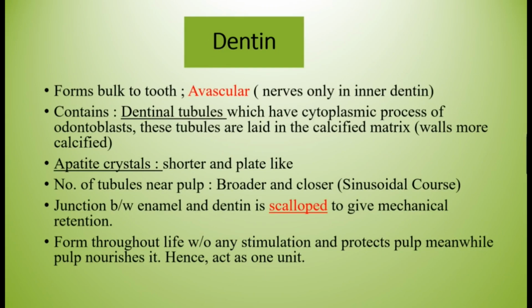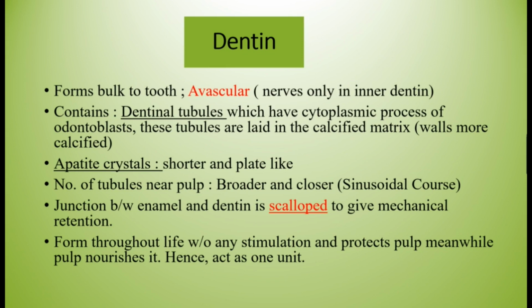Moving on to dentine, which forms the bulk of the tooth. It consists of dentinal tubules, which contain the cytoplasmic processes of the odontoblast. Tubules are laid in calcified matrix. So, the walls of the tubules are more calcified than the region between the tubules.